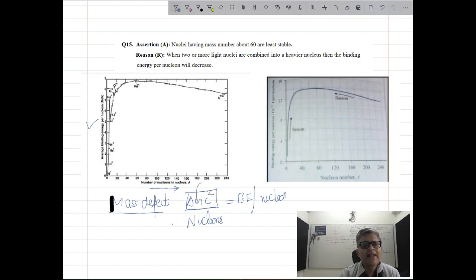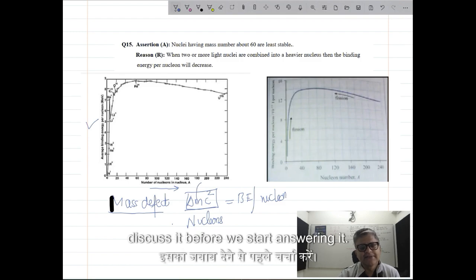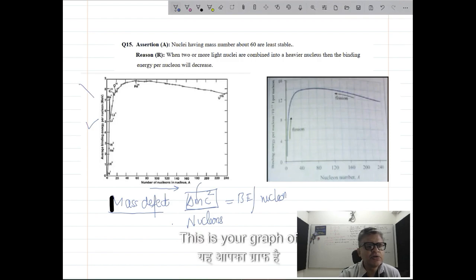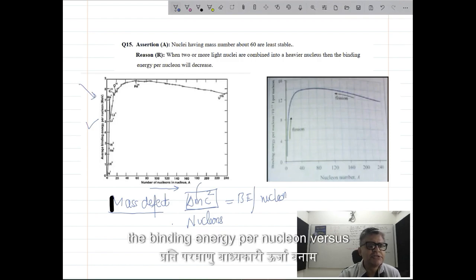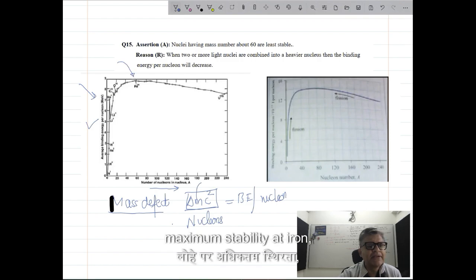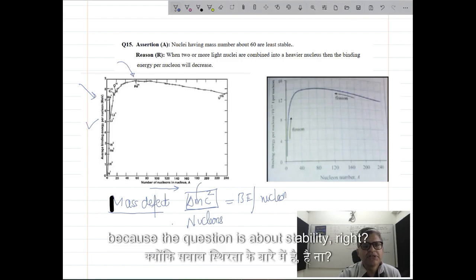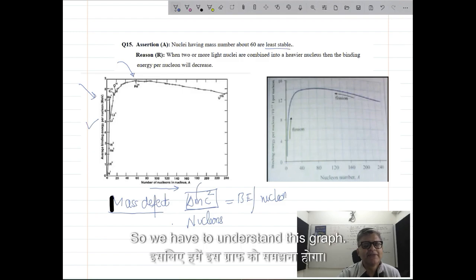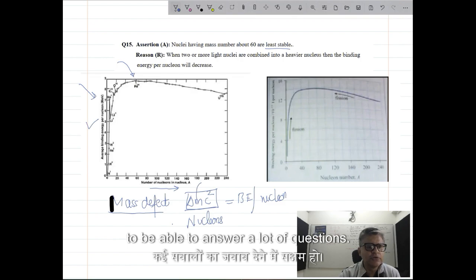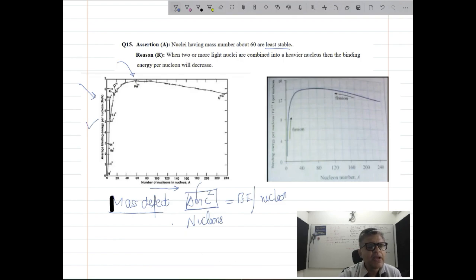Now, let's come to the stability part of it and discuss it before we start answering. So first of all, let's revise the concepts. This is your graph of the binding energy per nucleon versus number of nucleons in the nucleus. As you can see, this graph shows maximum stability at iron. Because the question is about stability, we have to understand this graph. Actually, you need to memorize this graph to be able to answer a lot of questions. So this is your iron, which is the most stable.